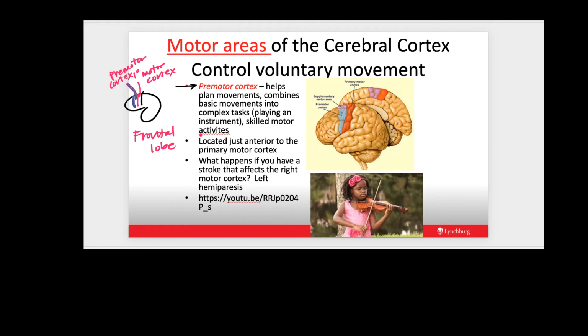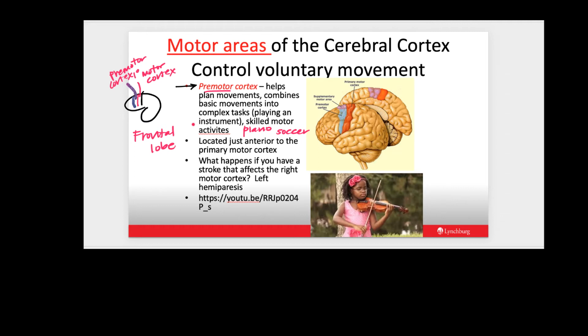And so basically this is going to be helping us plan movements. This is going to be the task of combining basic movements into complex tasks, like playing the piano or even playing a sport like soccer. This is skilled motor activities that you do where initially you learned piece by piece, and then as you became more competent, it basically all just flows together because of this premotor cortex.